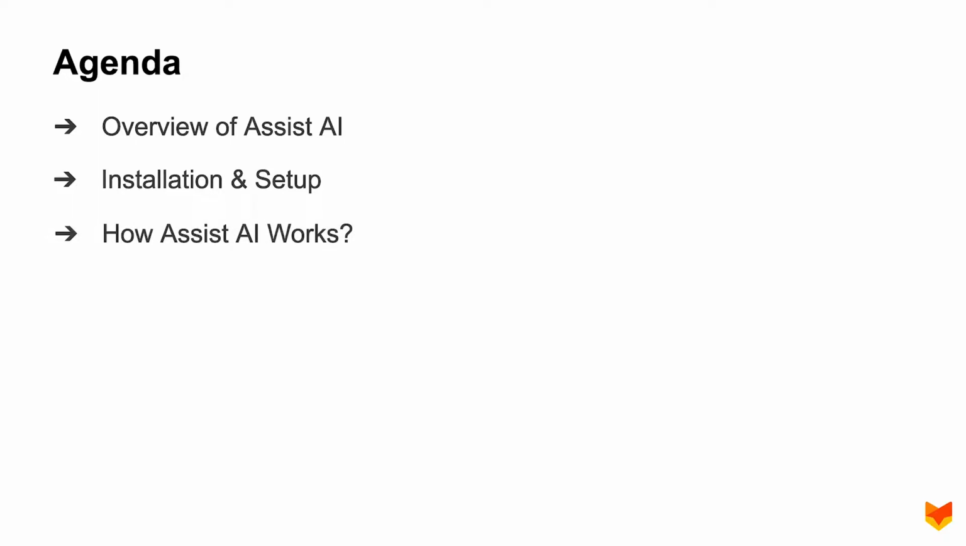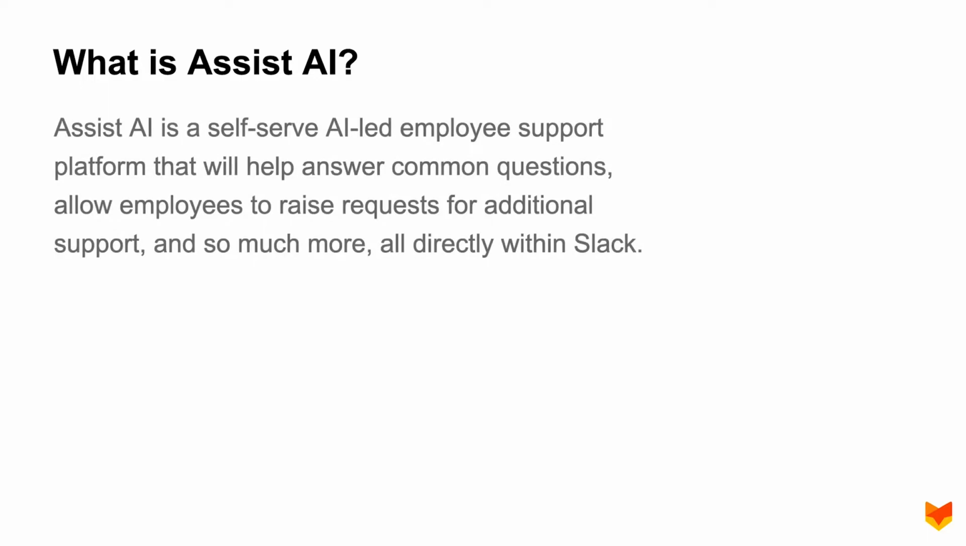So before we get started, what is Assist AI? Assist AI is a self-serve AI-led employee support platform that'll help answer common questions, allow employees to raise requests for additional support, and so much more, all directly within Slack.